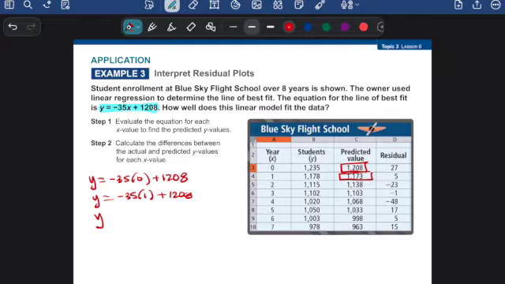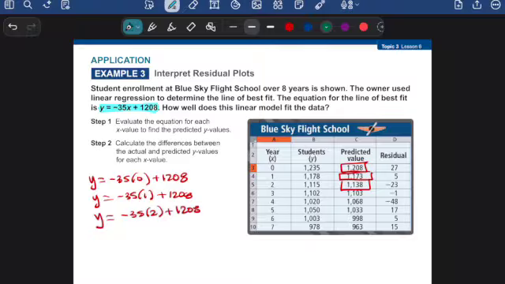Okay, I'll do one more. We'll do y equals negative 35 times 2, and if we do the calculations, plus 1208, our predicted y value would be 1,138. So that's how we get our predictions. They filled out the table for you, but you will need to be able to do the predicted values on your own. All you do is plug x into your trend line equation.